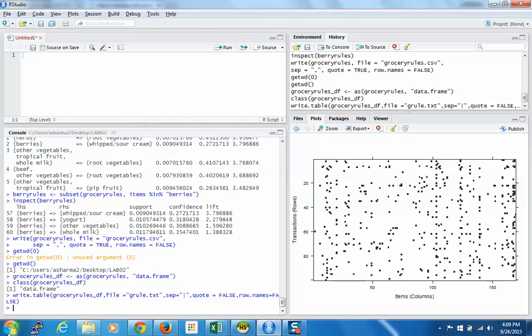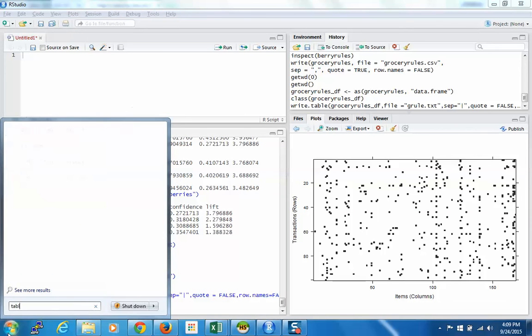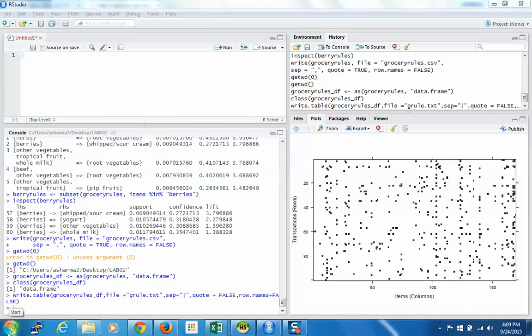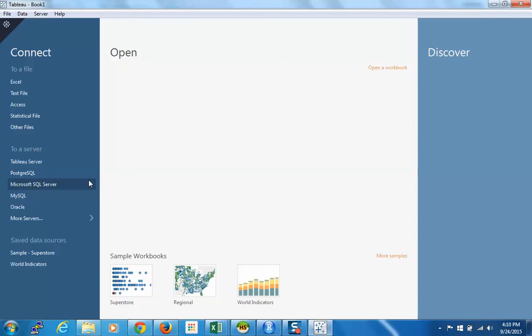Now, what to do with these rules? How to choose some interesting rules, which are important rules. And that is where Tableau comes to our help. It's a great visualization tool. It's heavily used in data mining as a way to explore data. And that is the reason I want you guys doing a lot of stuff with Tableau. And you must have already done tons of stuff with Tableau in other classes.